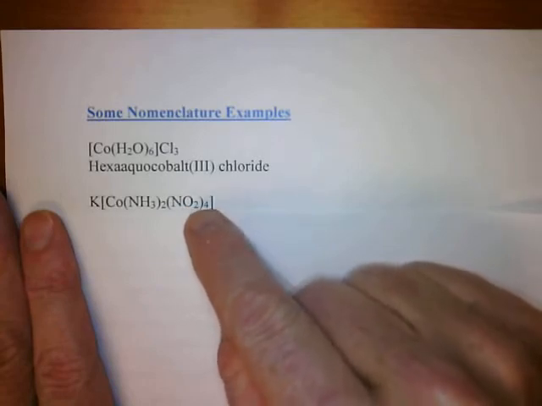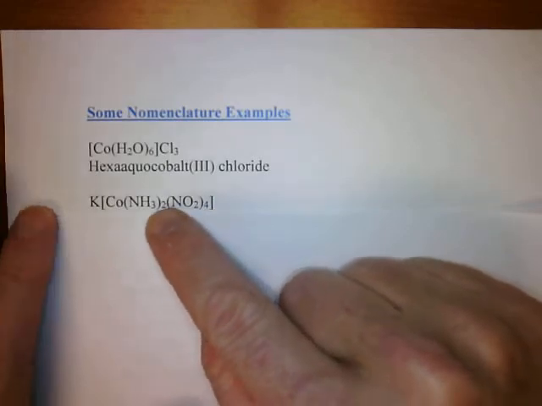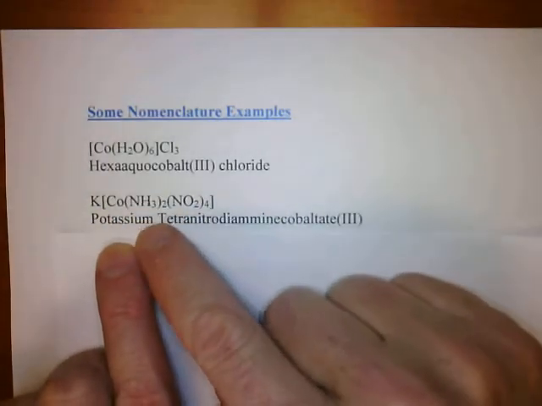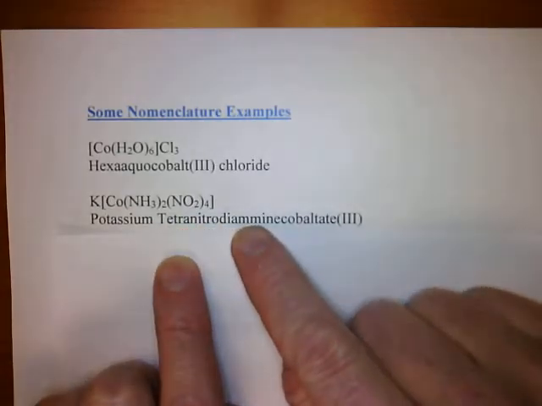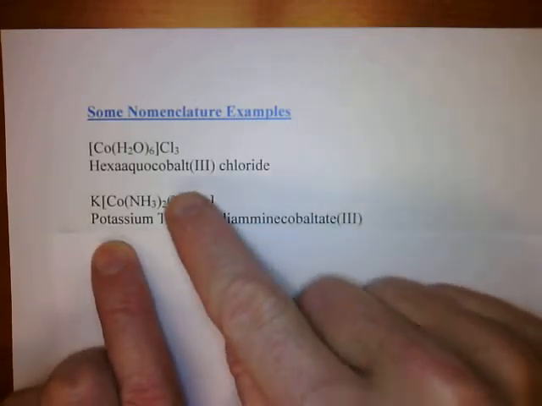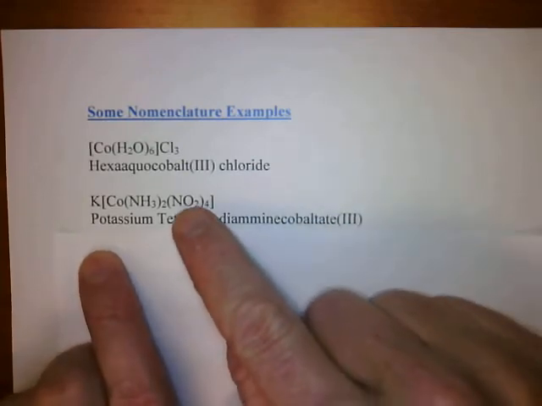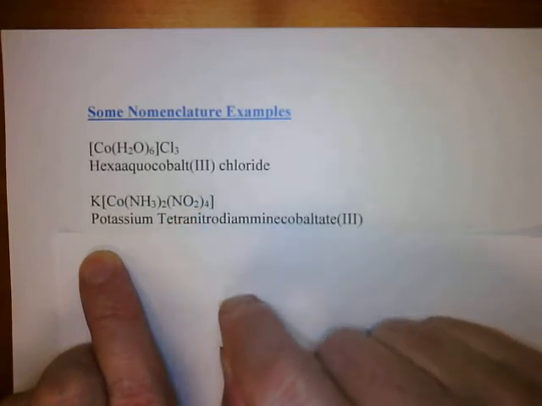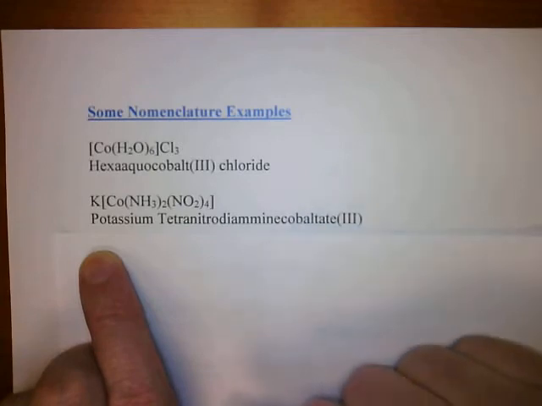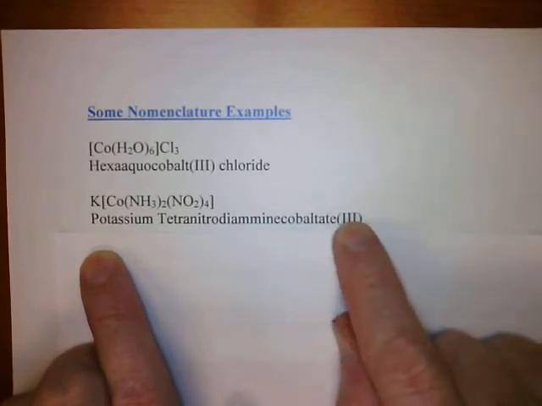So it's going to be tetranitro diamine, right? So our full name is going to be potassium tetranitro diamine cobaltate 3. Now, here's where another rule came into play. Why do we say cobalt up here and cobaltate here? Because the complex ion is the negative part of the molecule. When the complex ion is the negative part of the molecule, we change the name of the metal so that it ends in -ate.